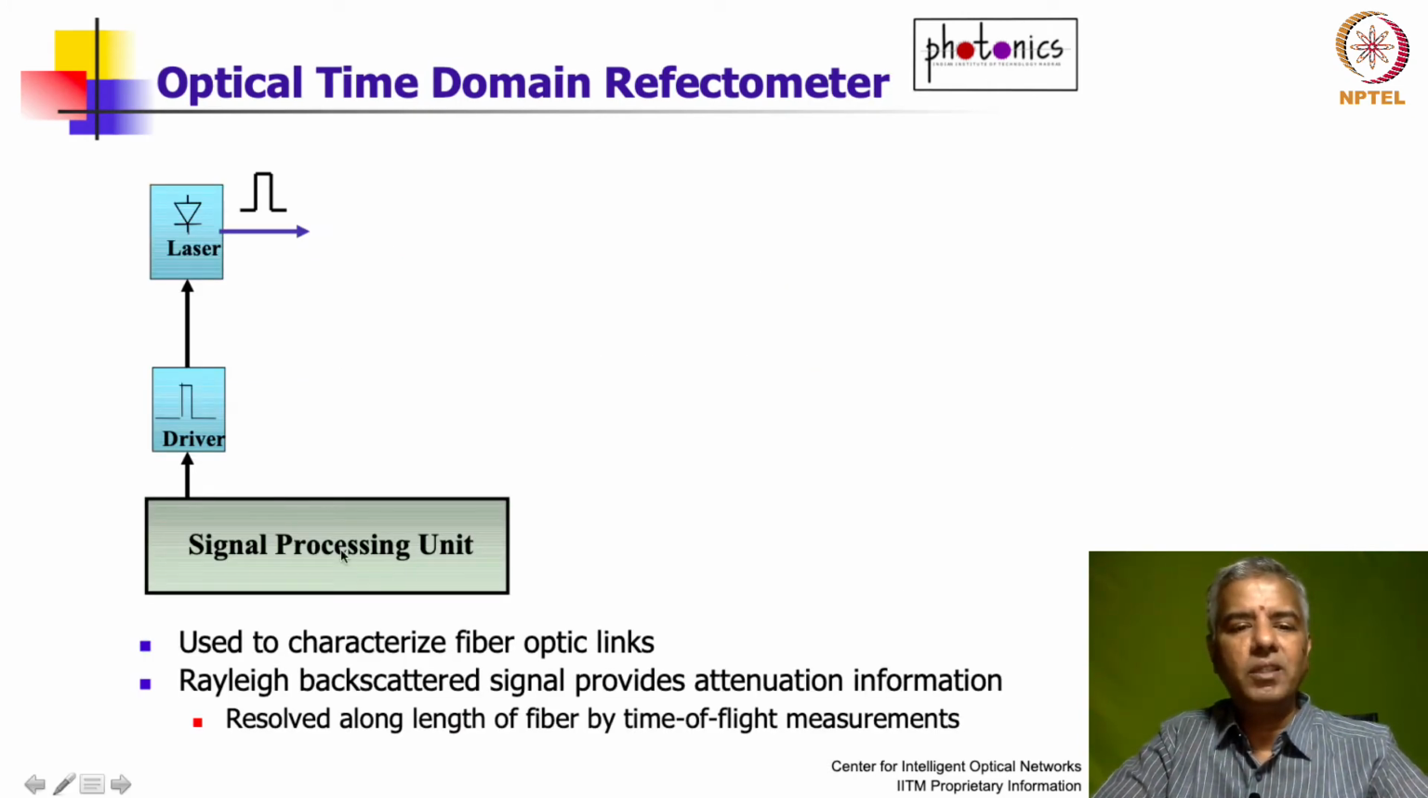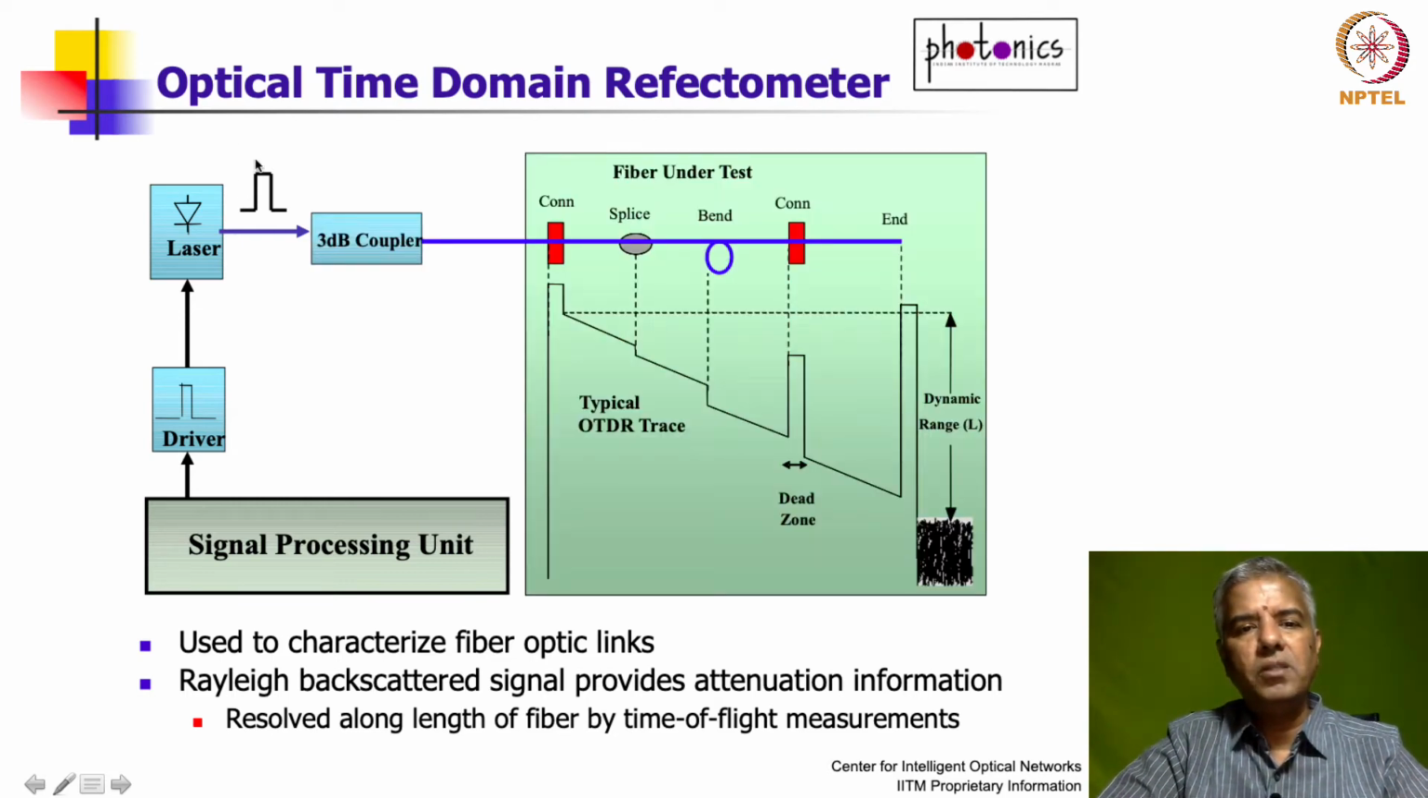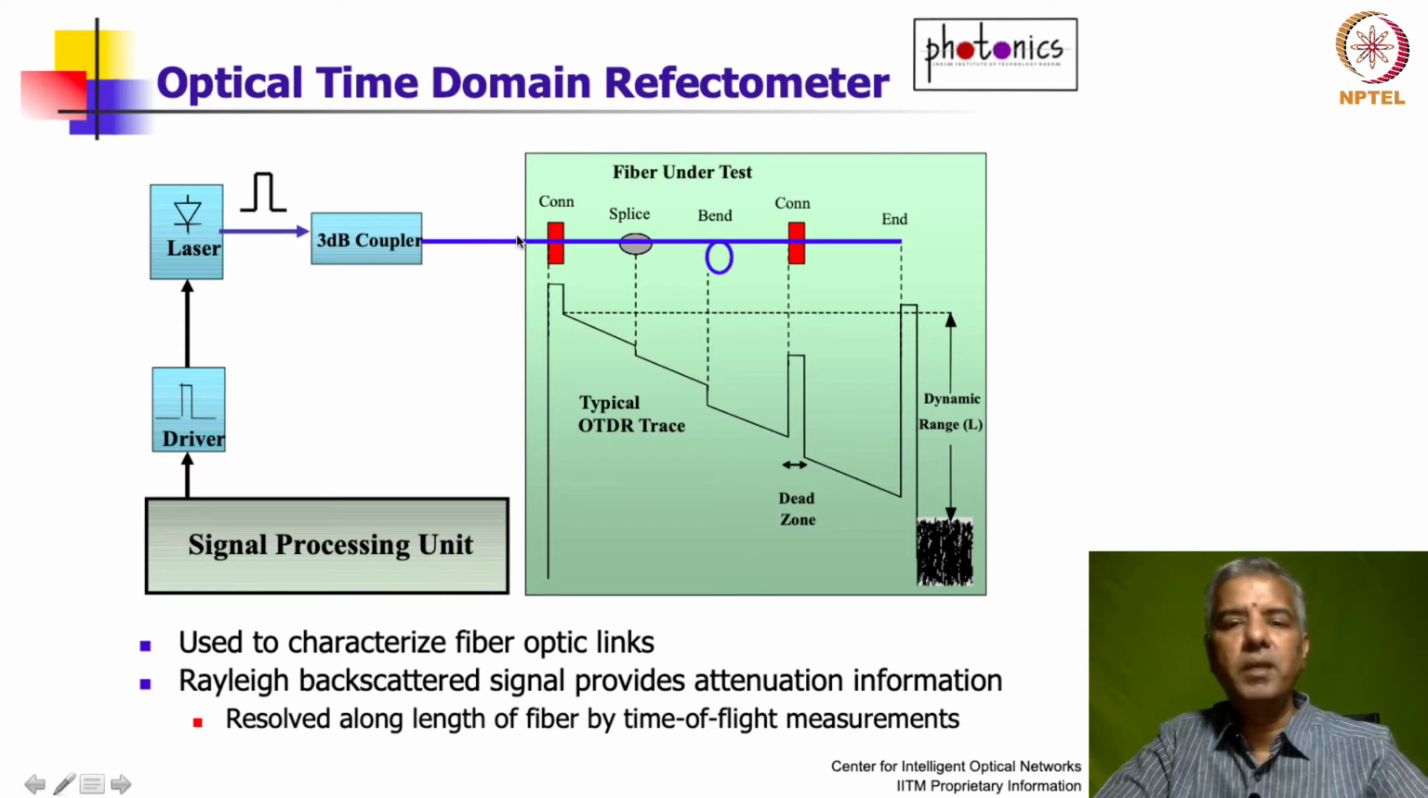Well, you start with a signal processing unit, something that triggers a pulse. Then this driver gives a current pulse, and the current drives a laser so that you can get an optical pulse out of that. This optical pulse you send through a coupler, a device which sends 50% of the light down this fiber, and then as it propagates down the fiber, you will typically have scattering all along the length of the fiber.